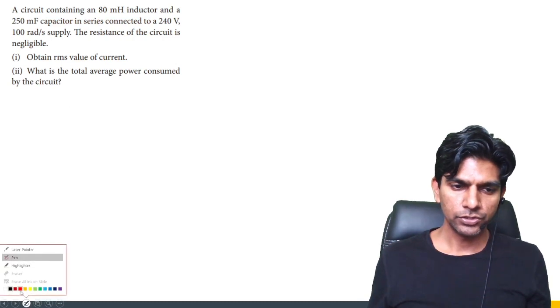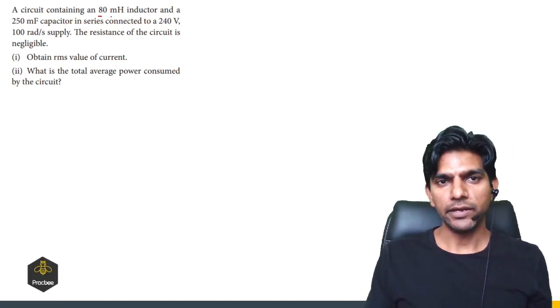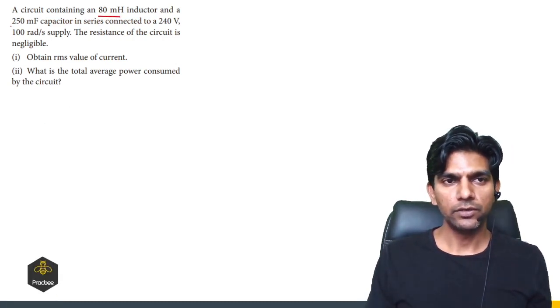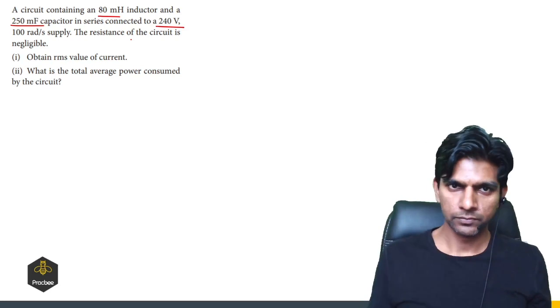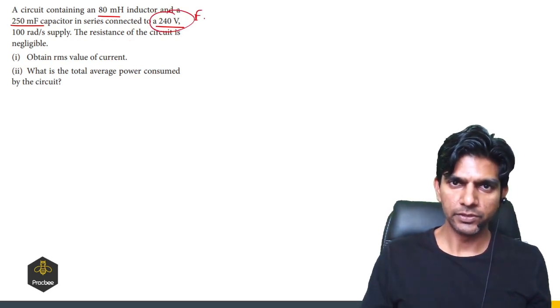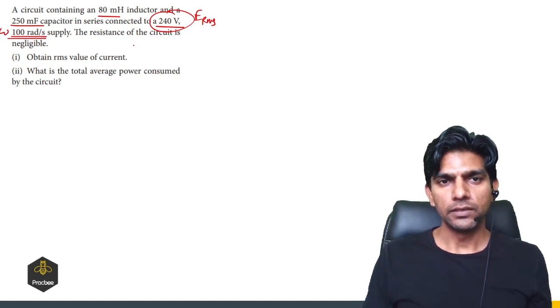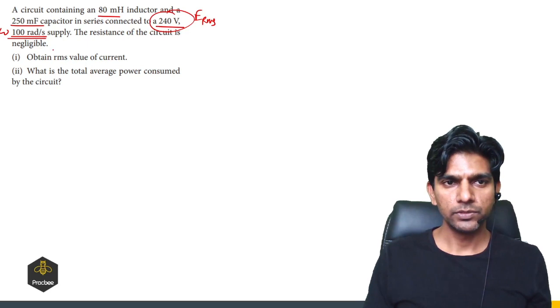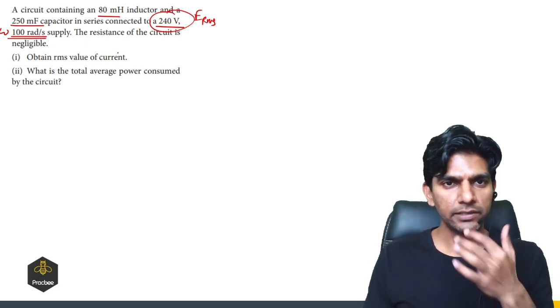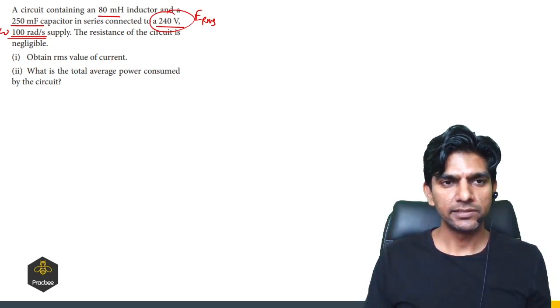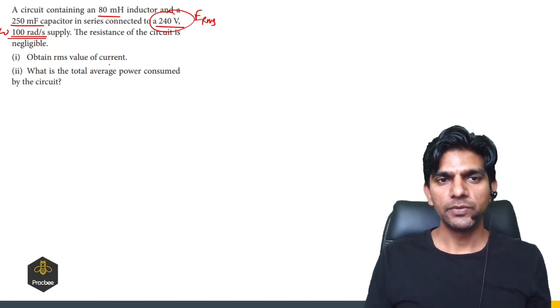Right, now let us see a question. A circuit containing an 80 millihenry inductor and a 250 millifarad capacitor in series is connected to a 240 volt source. So this is the RMS value, E RMS, and this is the angular frequency, 100 radian per second. The resistance of the circuit is negligible. So there is no R, only L and C. So it's an LC circuit. Obtain the RMS value of the current.